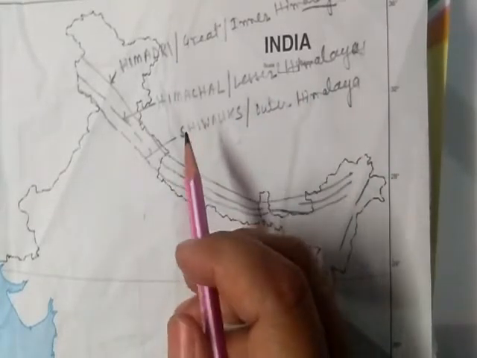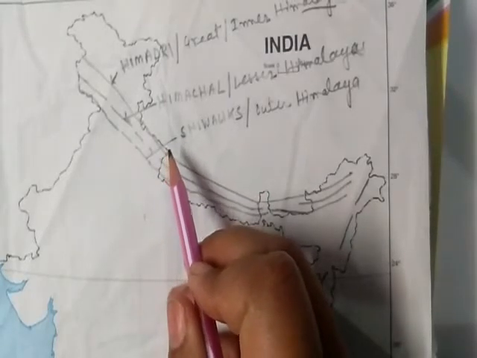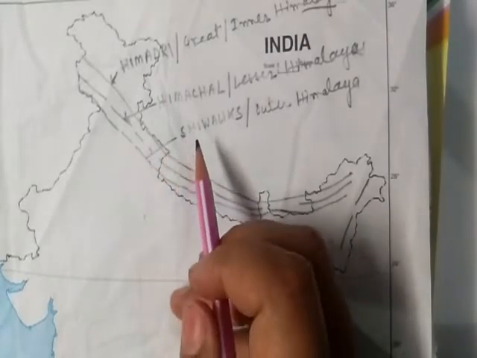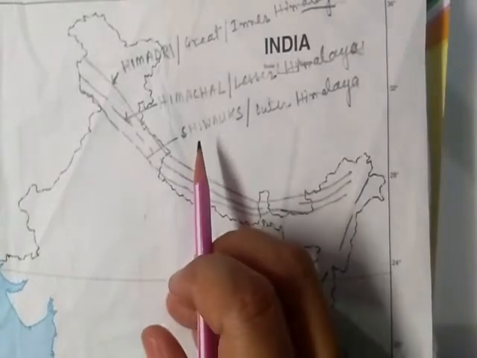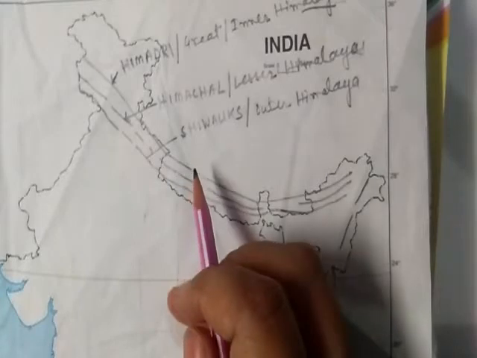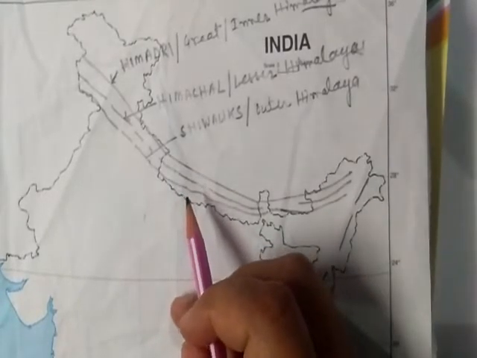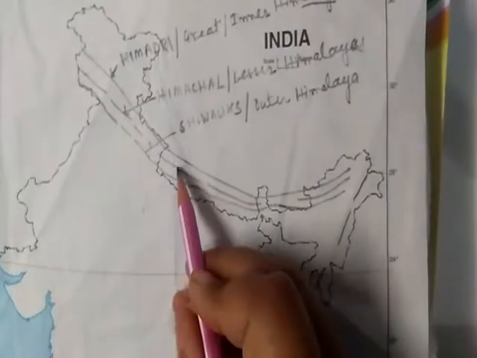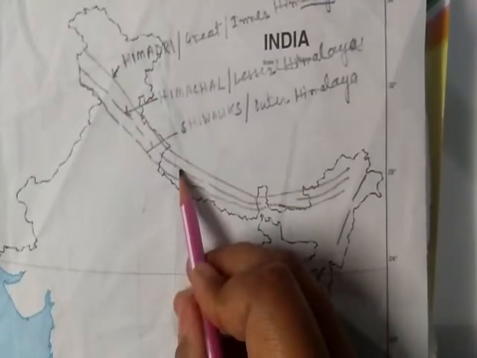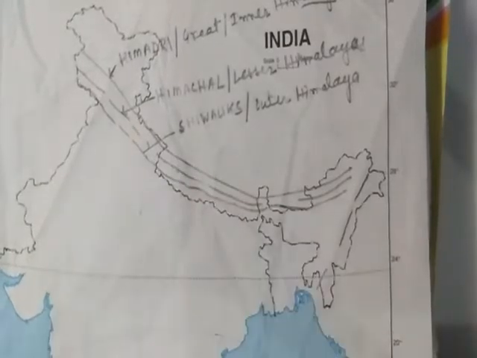Now the altitude varies between 3,700 and 4,500 meters. The altitude means height. And the average width of the Himachal is about 50 kilometers.